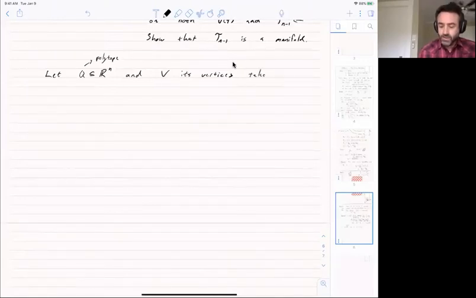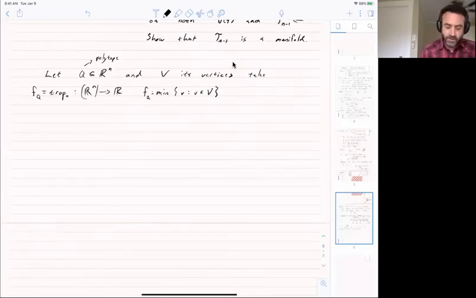Then again, I can take this tropical function, and I'll call it f_Q in this case, from R^n to R. Since I'm just doing zero, this is just the minimum. f_Q is just the minimum of all of the V, viewed as a function on the dual. And I can consider its graph.